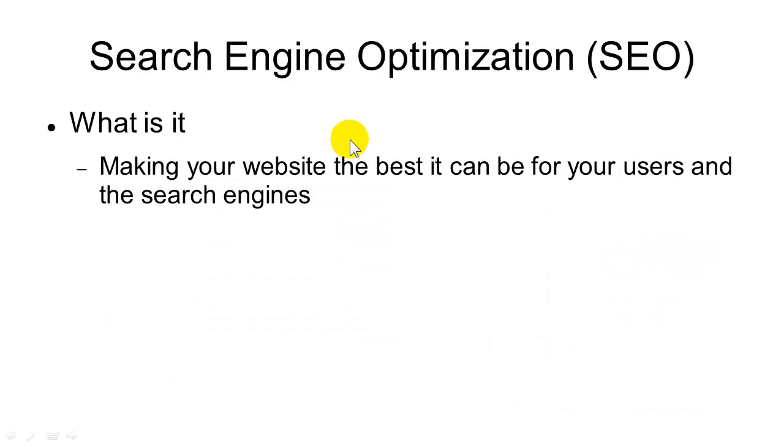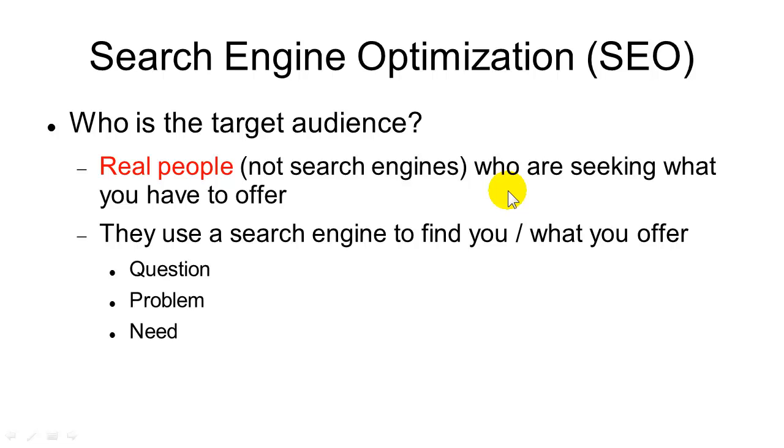Search engine optimization means making your website the best it can be for your users and the search engines, for both of them. So who is your target audience? Real people. We looked at that with our personas, not search engines, although some people think that the most important thing is for the search engines to find you. The target is real people who are seeking what you have to offer. They use the search engine to find you, to find what you offer.